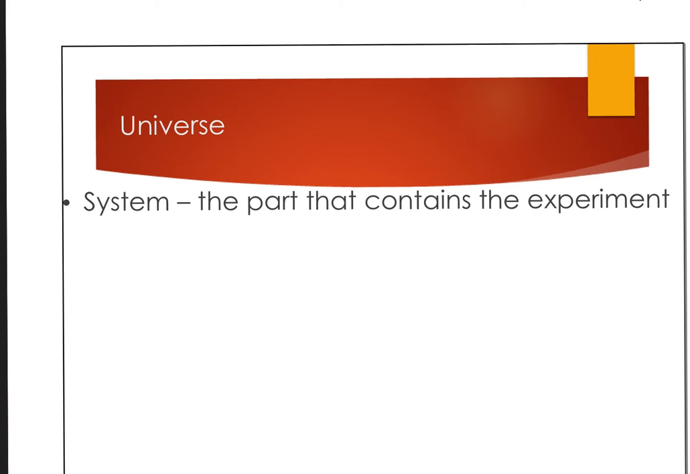So when we talk about energy moving, we have to consider two things: the system and the surroundings. The system is the part that contains the experiment. Is it something dissolving? Is it something melting? The surroundings is everything else.